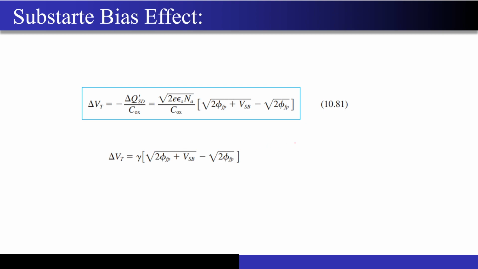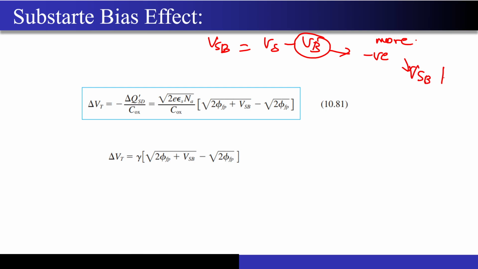And this is just a formula that sir must have surely told you, for how much your threshold voltage changes when you apply a particular VSB voltage, right? VSB is nothing but Vs minus VB. And now VSB can only increase if you make VB more negative, right? So now let's look at what actually happens. If I make VB more negative, that means my VSB is going to increase.